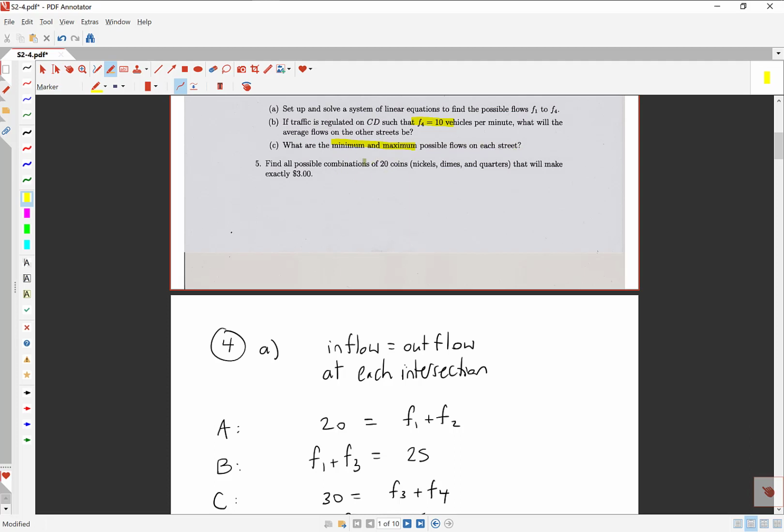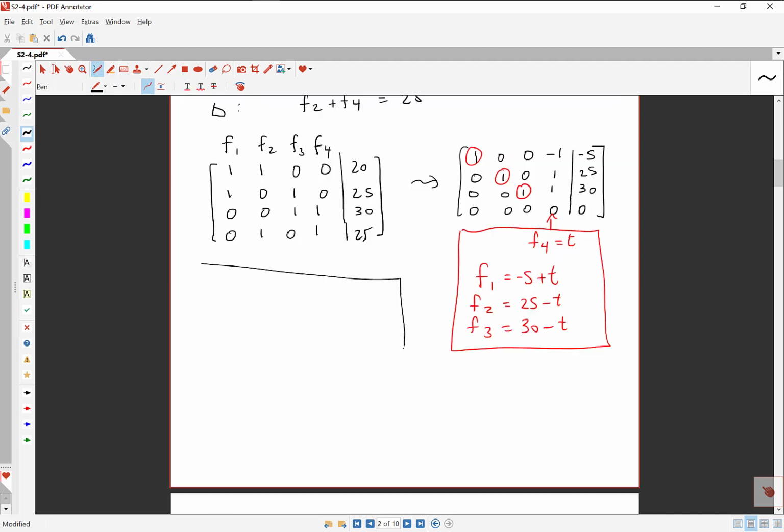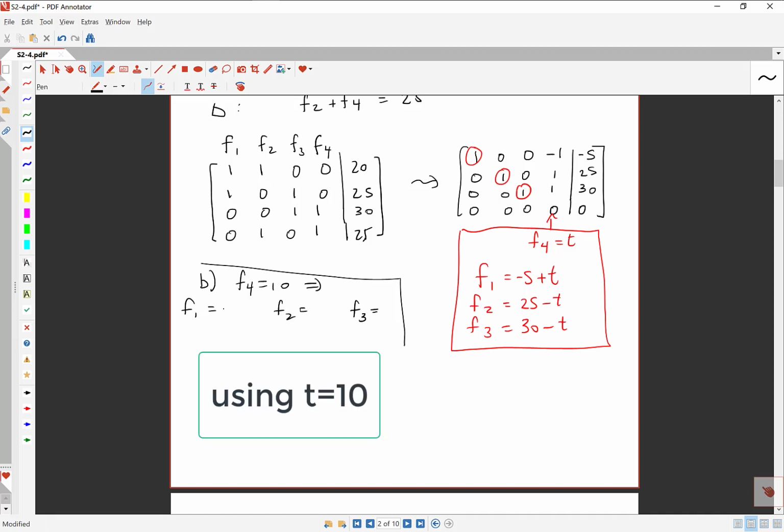That's basically going to come down to the fact that we want all of our flows to be non-negative. And that's going to force certain T values. So I think I'll do part B over here. So just subbing in F4 equal 10, we'll figure out what that implies for F1, F2, and F3. So F1 will be 5, F2 will be 15, and F3 will be 20. So the point we're trying to get at here is that if you force a value for any of these flows, that then forces specific values for all the other flows.